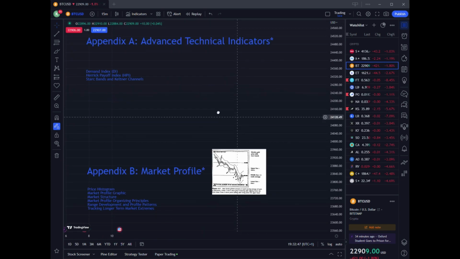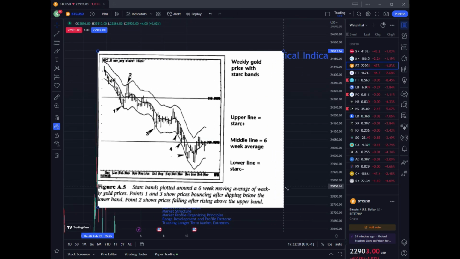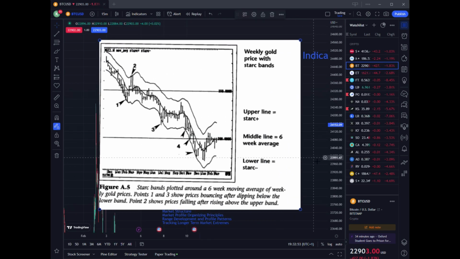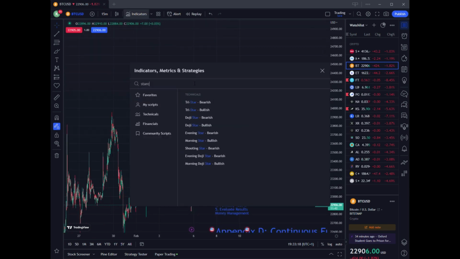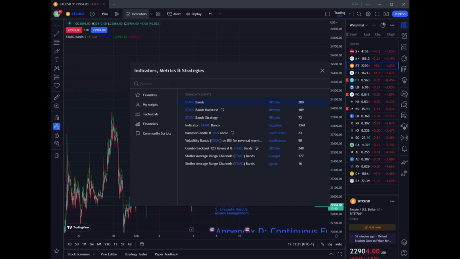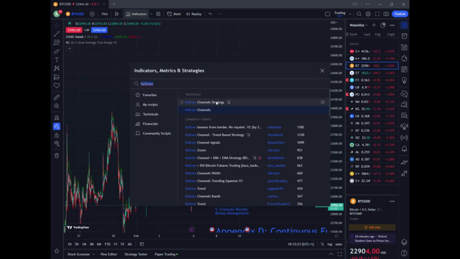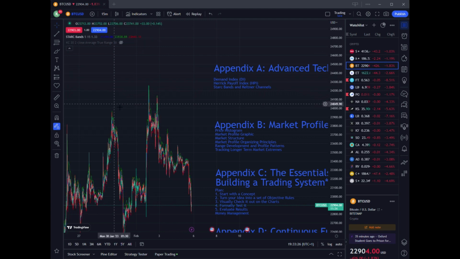Now we've got Stark Bands and Keltner channels. Basically, they seem like Bollinger Bands. The Stark Bands plot a 6-week moving average, and the upper line is like a market extreme to the top, and the lower line is like a market extreme to the bottom. So this one is sort of like buying pressure. They do work on here. So let me pull up the Stark Bands and the Keltner channels, which is right here.